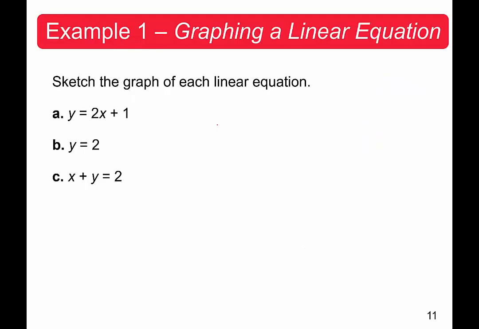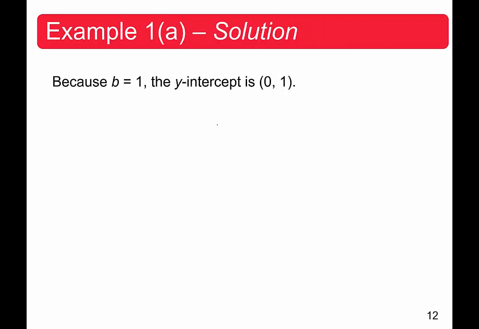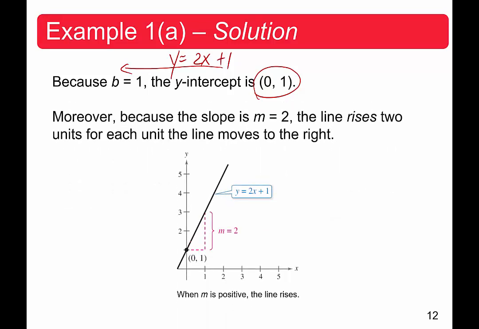And now let's take a look at how we sketch the graph of each linear equation. The first one is y equals 2x plus 1. We're going to use slope and y-intercept to graph this. The y-intercept is 1, b equals 1, so the y-intercept is (0, 1). First of all, you nail down the y-intercept on the graph. That's the first point. Now you take a look at the slope. The slope is equal to 2, which we turn into the fraction 2 over 1.